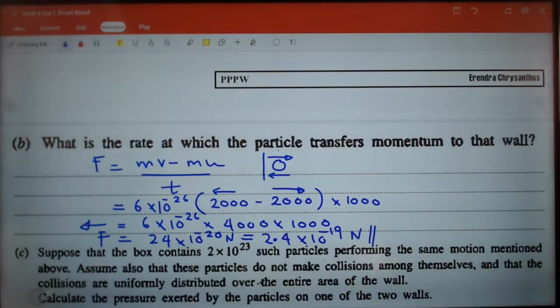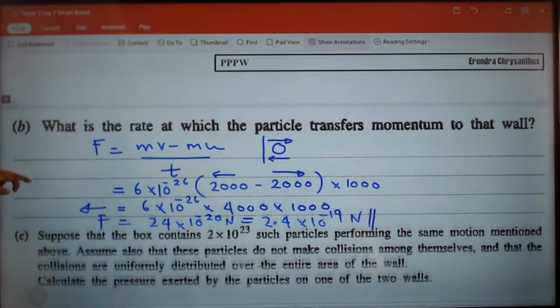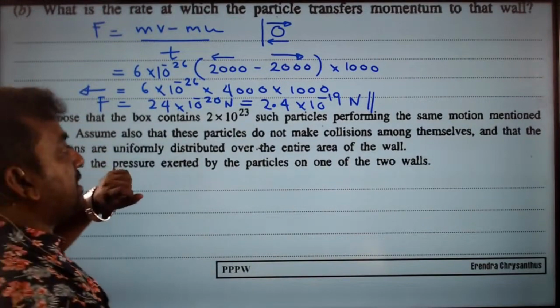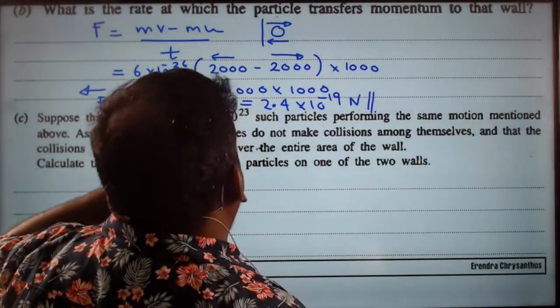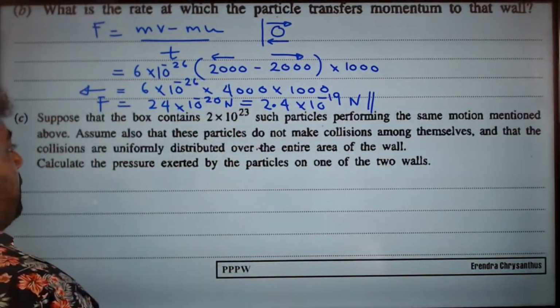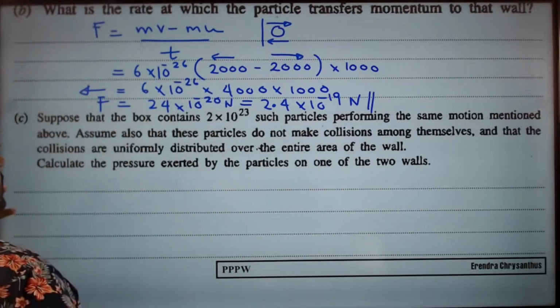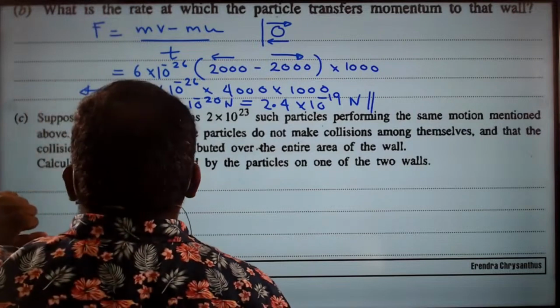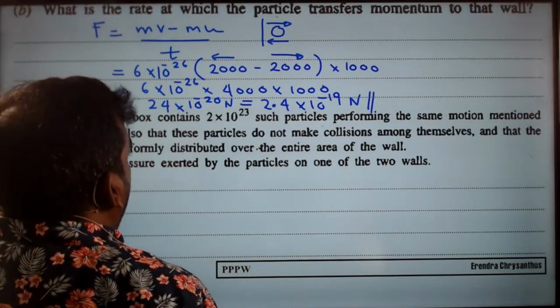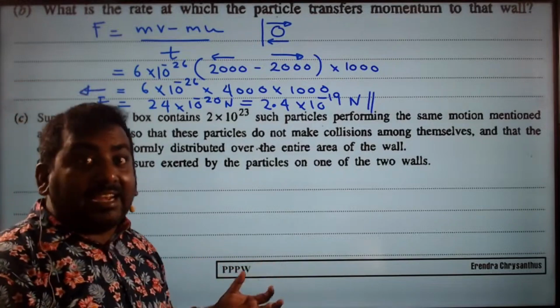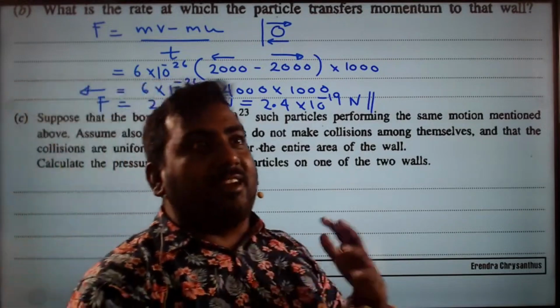Right. Next one. Suppose that the box contains 2 × 10^23 such particles performing the same motion mentioned. Assume that these particles do not make collisions among themselves and that collisions are uniformly distributed over the entire area. Calculate the pressure exerted by the particles on one of the two walls. And this is like an ideal gas equation. Particles are traveling without colliding with each other.